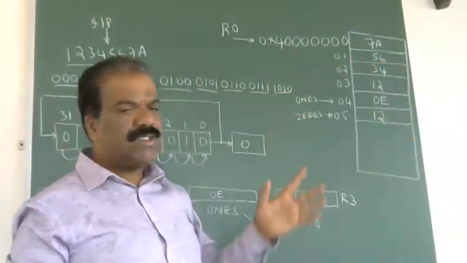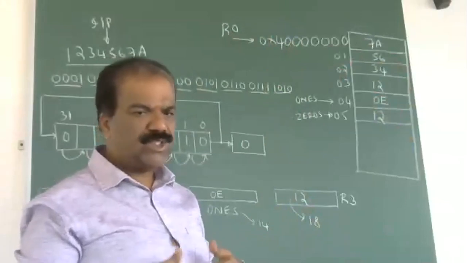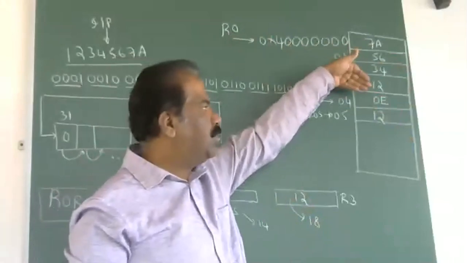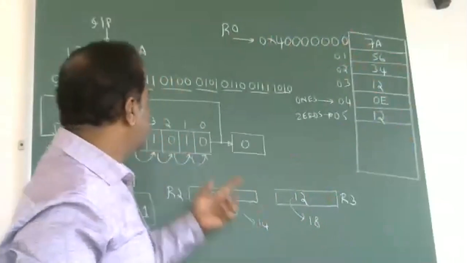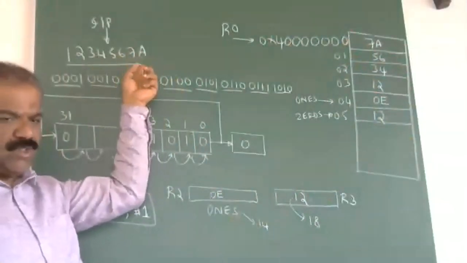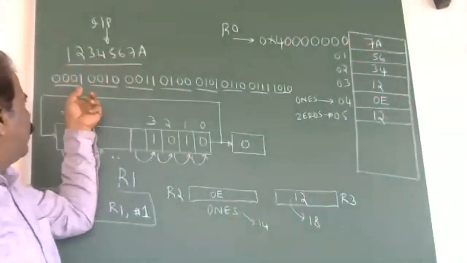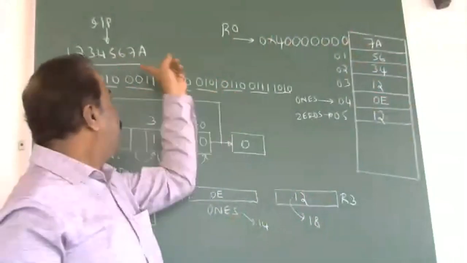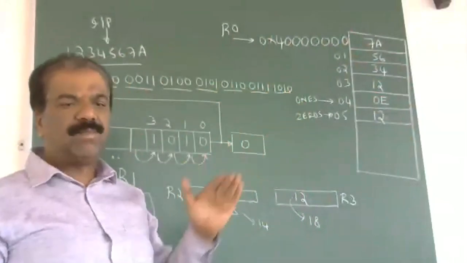In this case, we are using R0 as a pointer. It gives the starting address of the data. It's a 32-bit number. From this, you have to count the number of ones and the number of zeros. Now, what is the binary equivalent of this? It's a hexadecimal number, so you have to convert it into binary. Here the binary code for 1 is 0001, 2 is 0010, 3 is 0011, like this. So what is the binary equivalent of A? 1010.